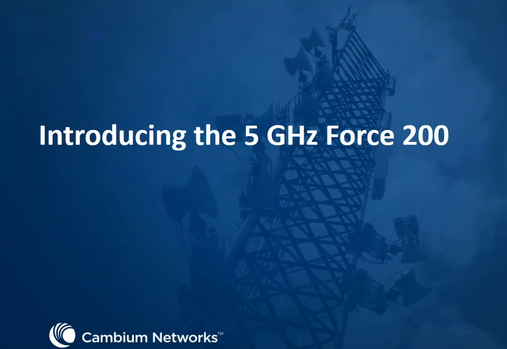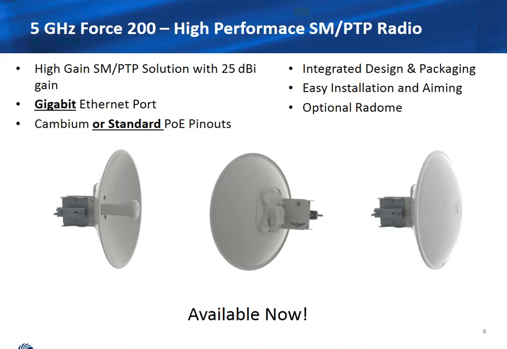Great, thank you. Okay. All right, so here we are, the Force 200, 5 gigahertz. So what this product is, as I mentioned, is the next generation of a very popular product in the ePMP line, which we call the Force 110. So this is a high-gain radio that can be used as either an SM or a point-to-point solution. And the antenna's got 25 dBi of gain, so you can get some very good distances out of it. Some of the advantages that we have with the Force 200 over the Force 110 is that we've added a gigabit Ethernet port built into the radio.